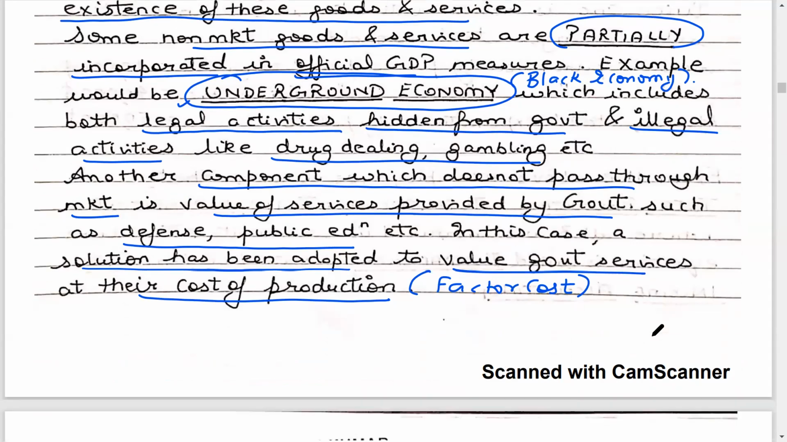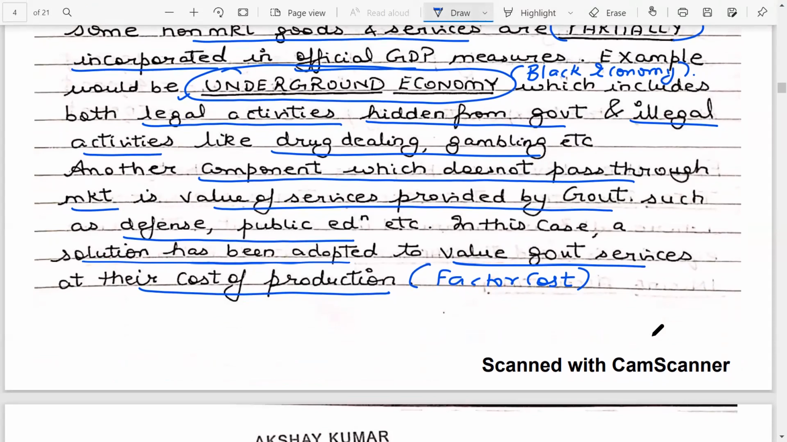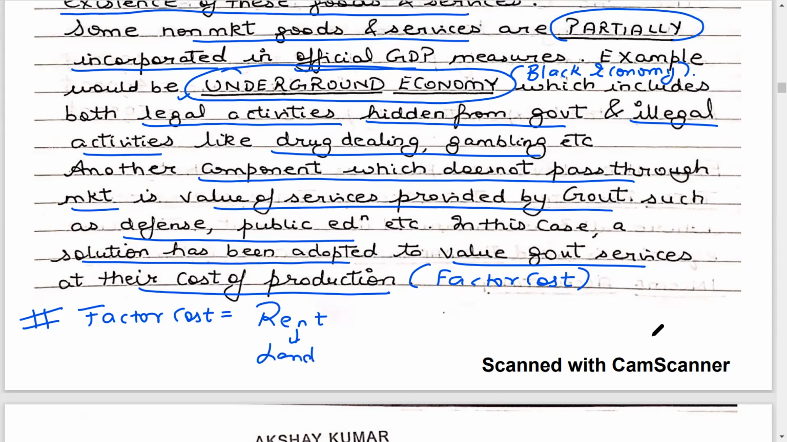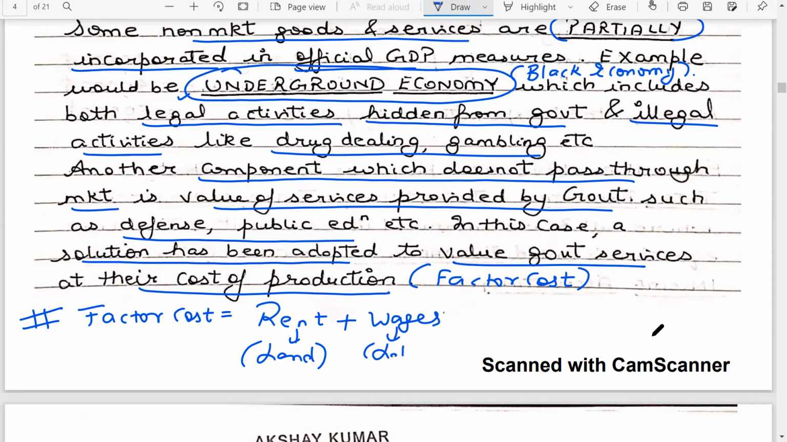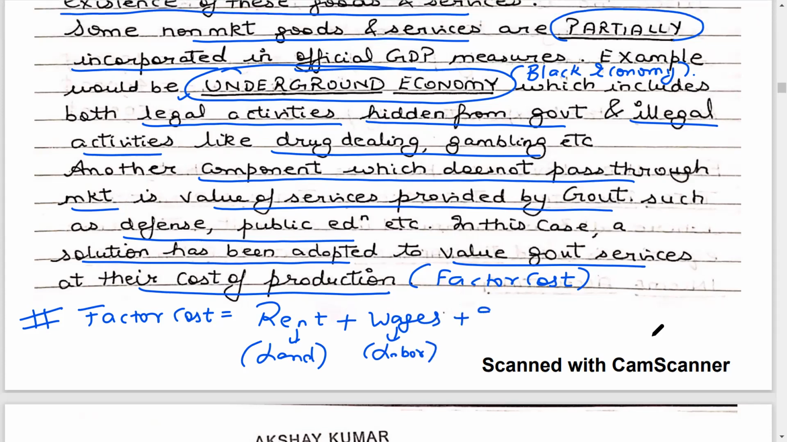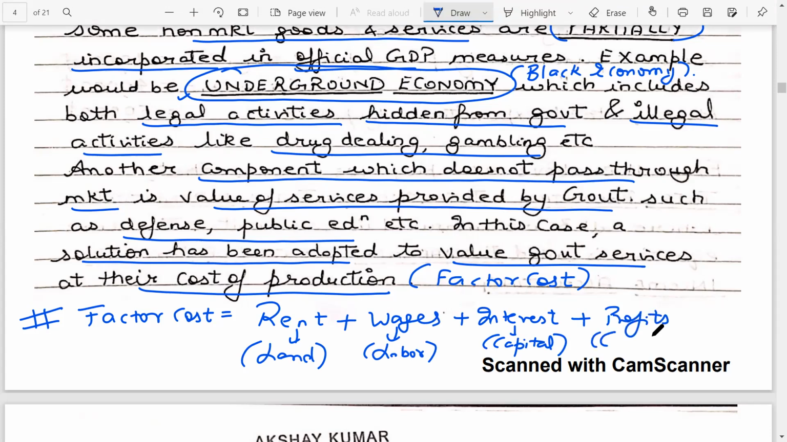Now, just to make it more interesting for all students, what does factor cost include? If students are wondering, factor cost is nothing but the payment made to factors of production. You pay rent to land, plus you pay wages to labor, plus you pay the interest on capital, and you pay profits to the entrepreneur.